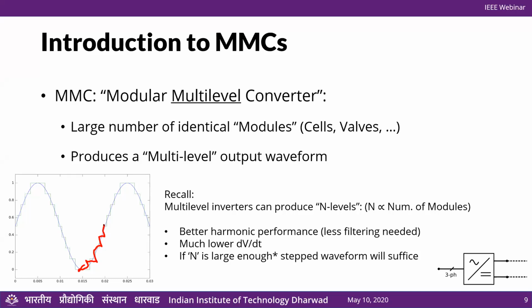And the number of steps that this topology produces, or an MMC produces, is roughly proportional to the number of modules that we have. So more modules, more steps. So dV/dt is lower, harmonic performance is better, and so on. Essentially what we are doing is producing a staircase shaped waveform, which is not ideal. The ideal is of course a sine wave, but it's very close to ideal. It's close enough to this ideal sine wave that we want to produce. So if n is large enough, so we don't know what large enough is yet, but if it is large enough, this stepped waveform or the staircase waveform is enough for these high voltage and high power applications.